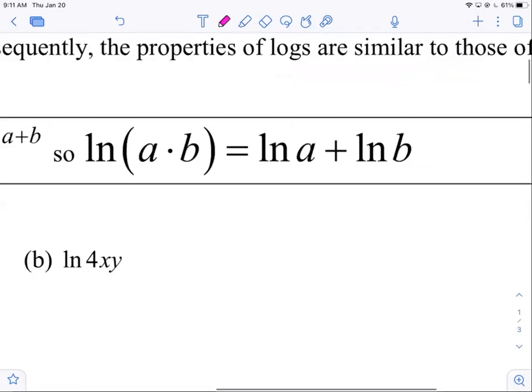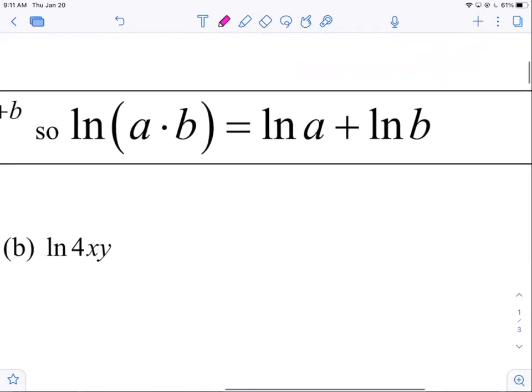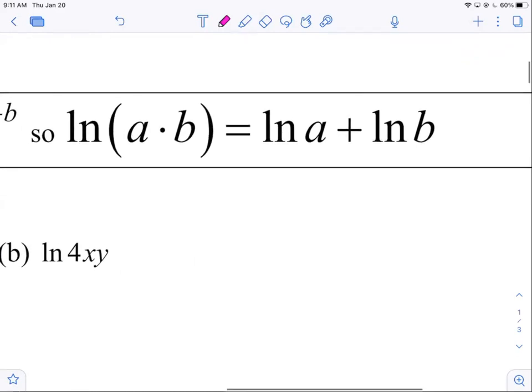Here's the first property. I'm going to go to the right side. Property number 1. And this works for logs of any base, by the way, but I'm going to choose base e for demonstration purposes, okay? So the natural log of A times B, where A and B are pretty much anything, numbers or variables, is the natural log of A plus the natural log of B.